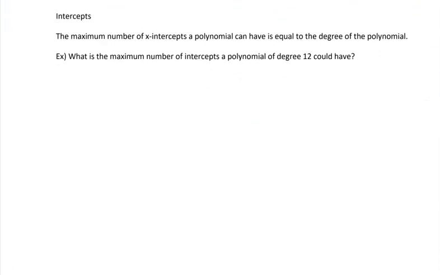Last thing we're going to talk about is intercepts for polynomials, and specifically we just want to talk about the maximum number of intercepts that a polynomial can have. The maximum number of intercepts is always going to be equal to the degree of the polynomial. Now I say the maximum number because it may actually have less. For example, you can definitely have a parabola that is somewhere up here, and that has no intercepts.